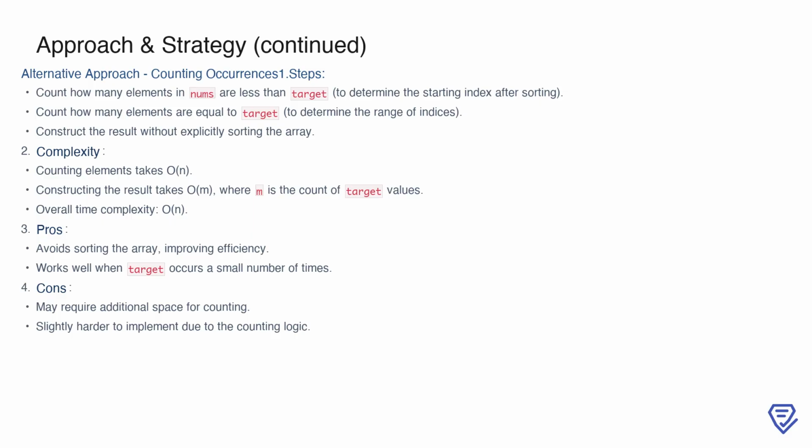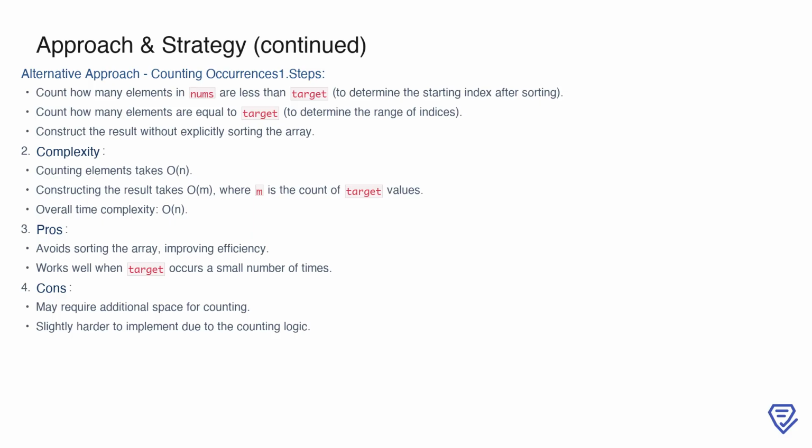Another alternative approach involves counting occurrences without fully sorting the array. Here, we first count how many elements in nums are less than the target to determine the starting index after sorting. Then, we count how many elements are equal to the target, which gives us the range of indices where the target would appear. Using this information, we can construct the result without explicitly sorting the array.